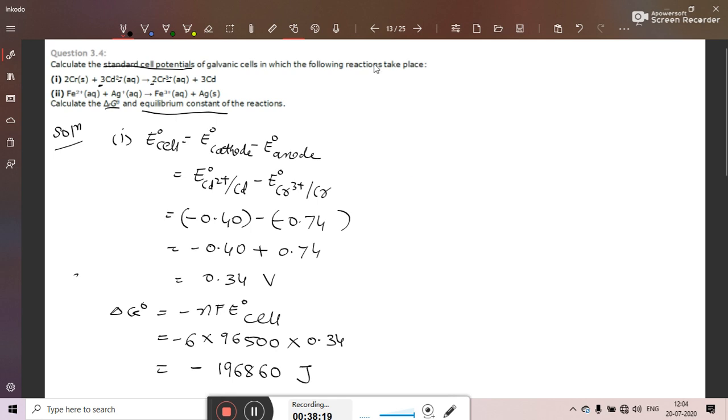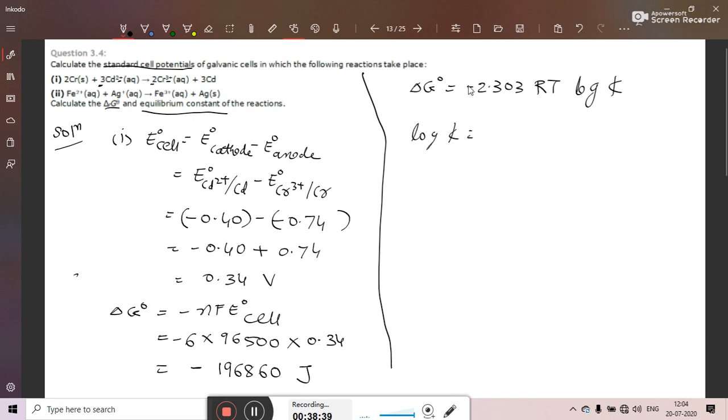Now we have to find out K. What is the relation between delta G naught and K? Delta G naught is equal to minus 2.303 RT log K. So what will be log K? Log K equals, first of all, minus we will take on the left hand side. So that will be minus delta G naught, and the remaining part will go in the denominator, divided by 2.303 RT. So that is equal to minus, now delta G naught is minus 196860, so minus minus 196860.